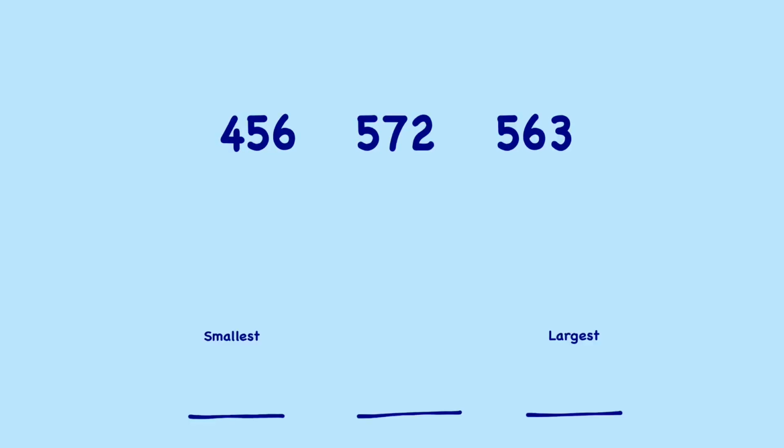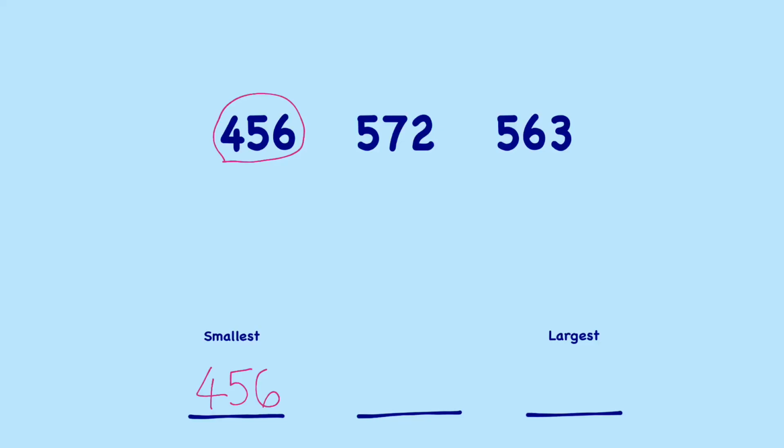So first of all we need to look at the hundreds digit, as this tells us which is the smallest number. So I've got 400 here, 500 and another 500. So I know that the 400 number is going to be the smallest number. So I can write this here.